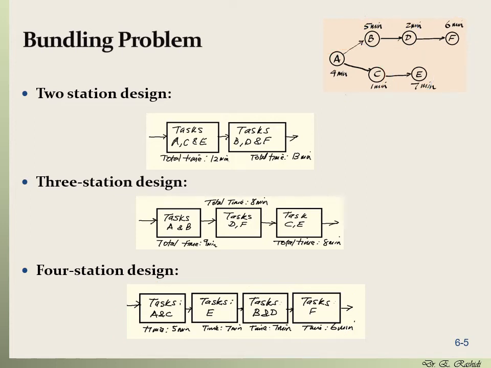As shown here, there are different ways that we can bundle these tasks together. But what we need to be careful about is the precedence relationship. For all of these designs, the 2-station, 3-station, and 4-station designs, the precedence relationships stand true. So which of these should we pick? Which one of these designs is optimal, the best?